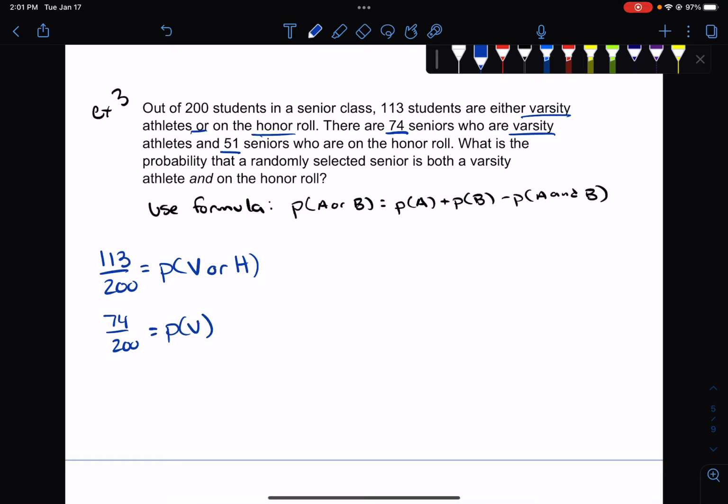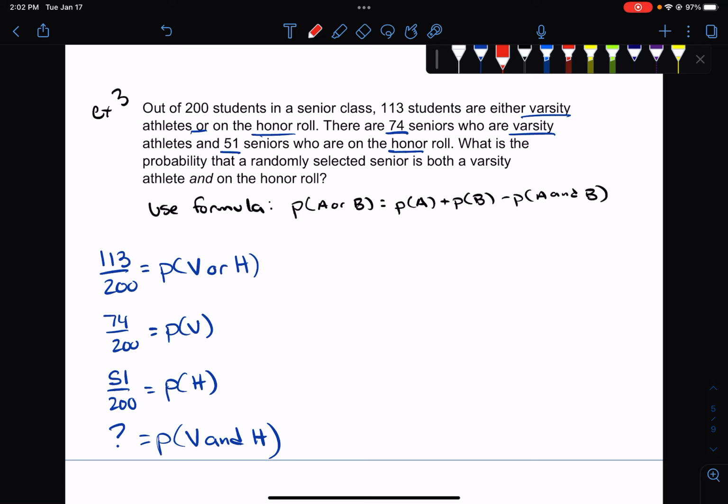There are 51 seniors who are on the honor roll. So 51 out of 200 seniors are on the honor roll. What is the probability that a randomly selected senior is both a varsity athlete and on the honor roll? So it's asking me what's the probability of V and H, varsity and honors. So I'm going to have to use the information it gave me and this formula to solve for the missing piece, all right?